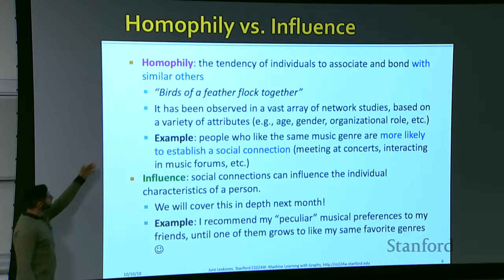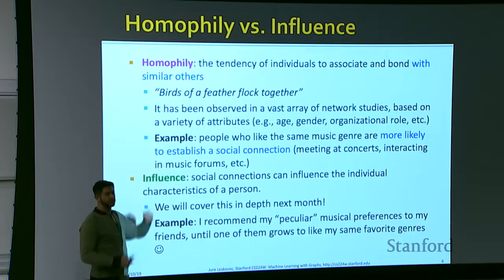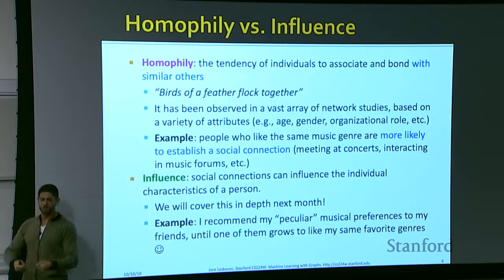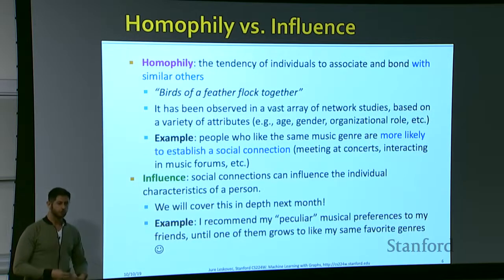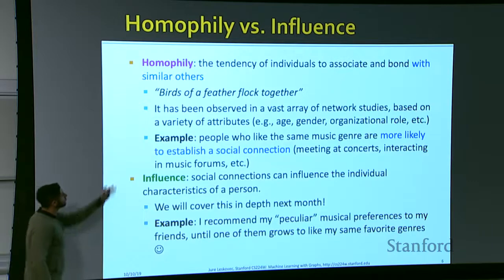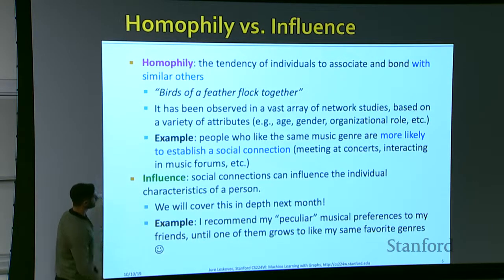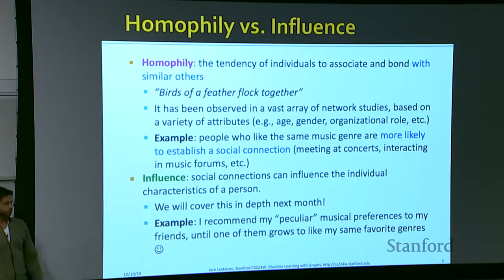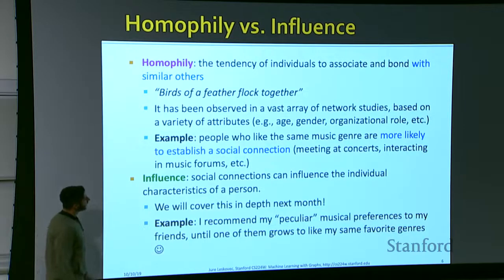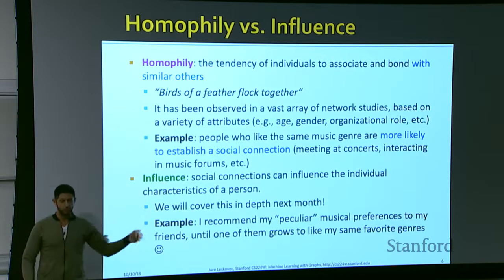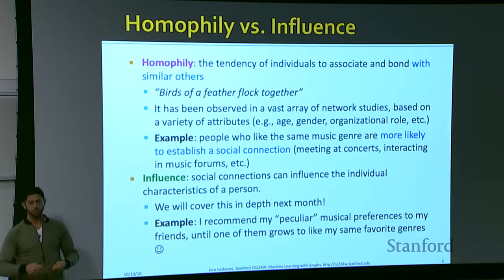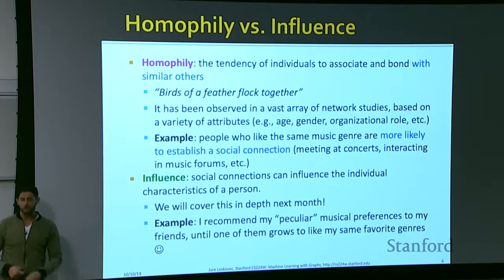And these studies have also been performed on a variety of attributes, okay? So depending on the context, you will find that age is the driving factor for people to connect to each other, or gender, or organizational role in a company, and so forth. So we have a lot of evidence that homophily plays a role. Let's have a running example that we're going to keep for the rest of the lecture. For instance, people who like the same music genre are more likely to establish a social connection, right? Maybe they're going to meet at a concert, or maybe they're going to interact online in music forums and so forth. So their individual characteristics lead them to meet like-minded people.